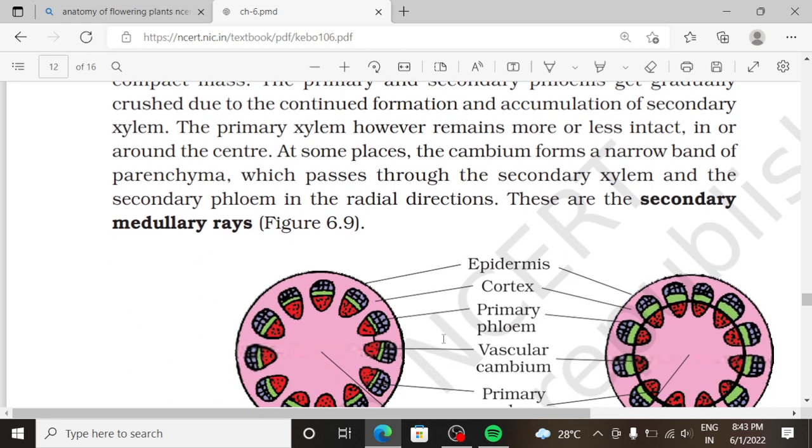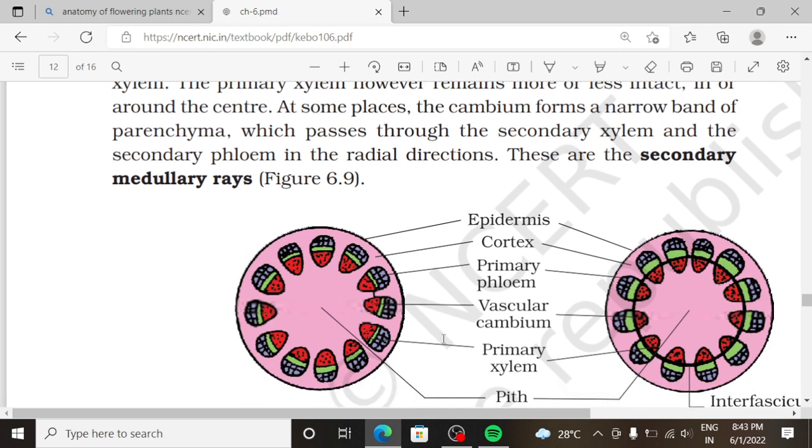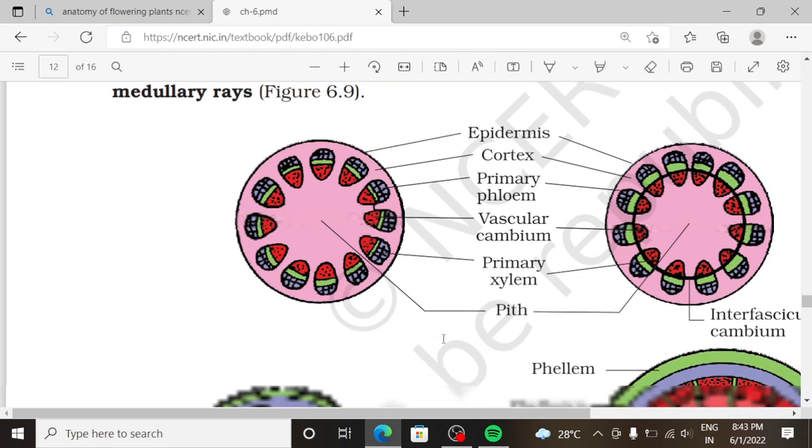At some places, the cambium forms a narrow band of parenchyma, which passes through the secondary xylem and the secondary phloem in the radial directions. These are the secondary medullary rays.